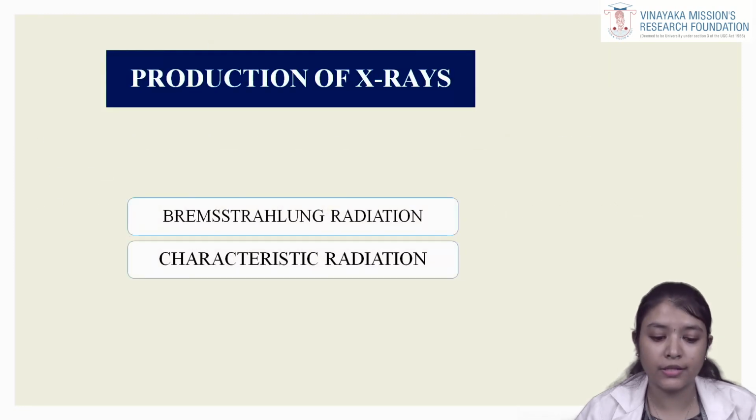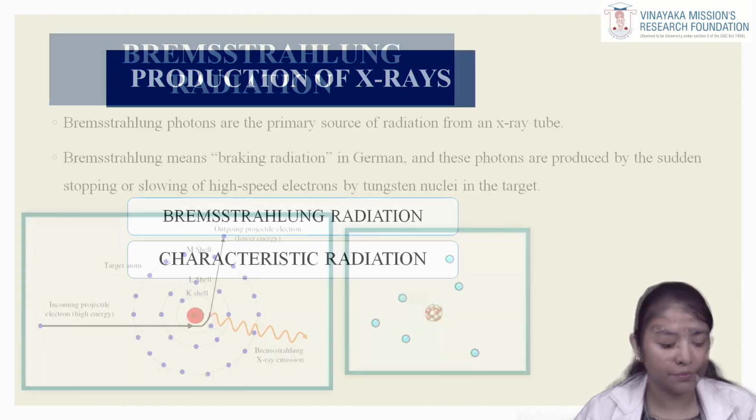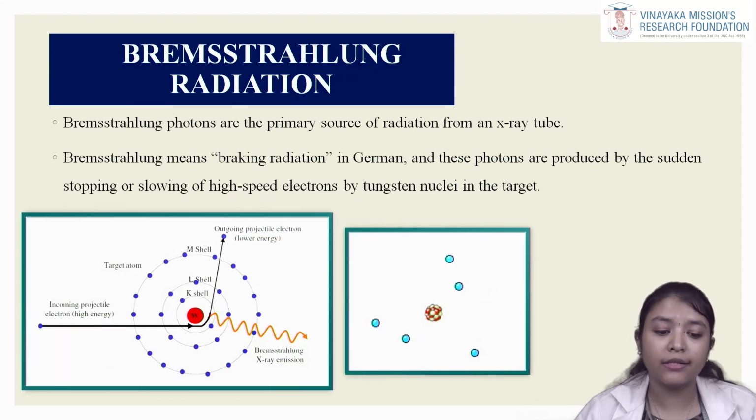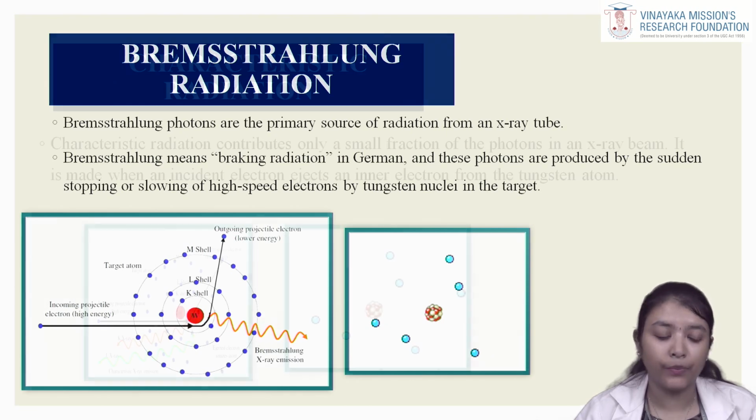Production of X-rays: Bremsstrahlung radiation and characteristic radiation. Bremsstrahlung radiation. As the term specifies, Bremsstrahlung means braking radiation. These photons are produced by a sudden stopping or slowing of high speed electrons by tungsten nuclei which are present in the target area.